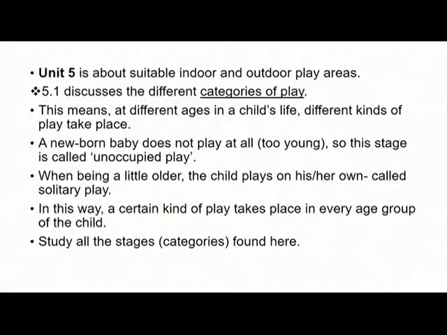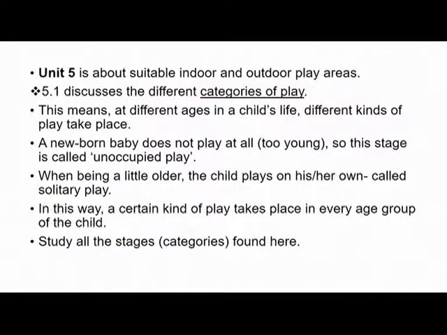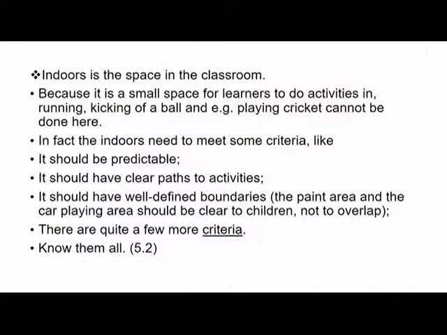5.1 discusses the different categories of play. This means at different ages in a child's life, different kinds of play take place. A newborn baby does not play at all, too young, so this stage is called unoccupied play. When being a little older, the child plays on his or her own, called solitary play. In this way, a certain kind of play takes place in every age group of a child. Study all the ages, that's categories found here.